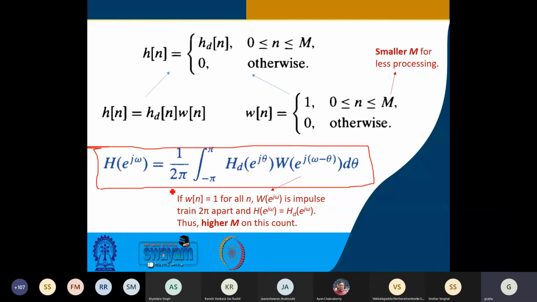Okay, I'm repeating. So omega is the frequency. You would like to see what is the value at that particular value of omega. Now that specific value of omega you substitute here. These are reversible. I mean, you can have omega minus theta over here, no issue.